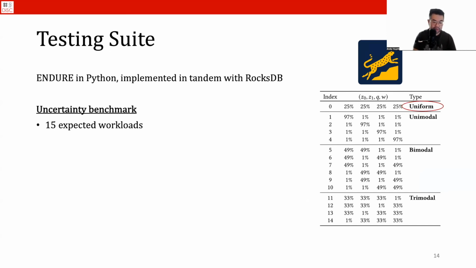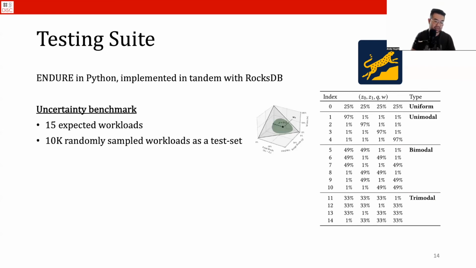The uniform, in which each query type is treated equally. Unimodal, representing instances where a single query type may dominate your workload. Bimodal, where you have two query types that dominate your workload. Trimodal, three. Additionally, we sample 10,000 random workloads to add to this test suite in order to essentially cover that probability simplex, or have enough workloads to cover all possible types of workloads you would see essentially in that triangle.